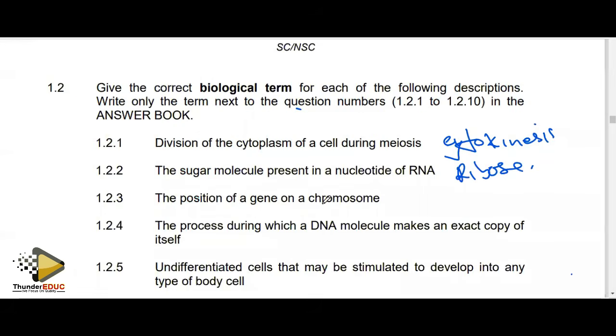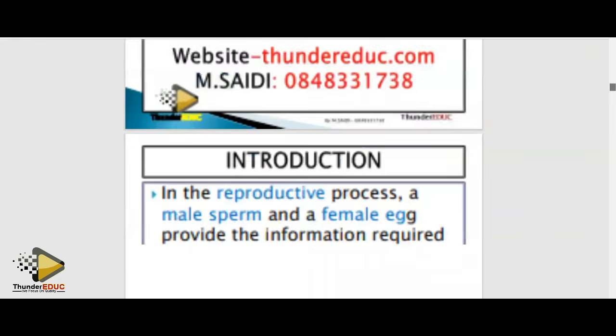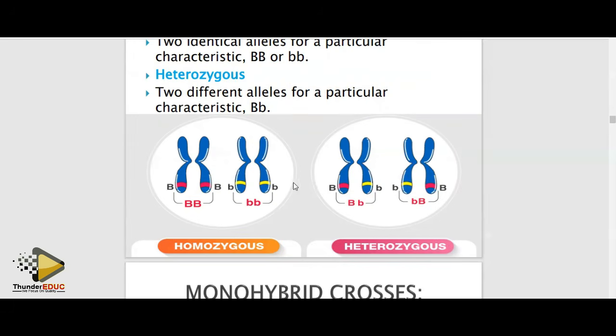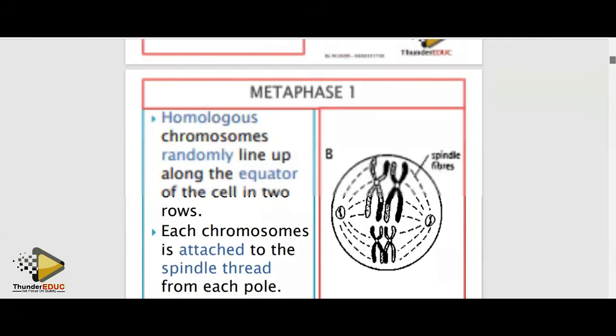The position of the gene on a chromosome is called the locus. So if you go to our book, where do we find the position of the gene on a chromosome? We'll find it at the beginning of genetics. So basically, these are what we call the locus. And also here, you see that these are positions of genes. So each individual position is called a locus, and if there are many, we call them loci.